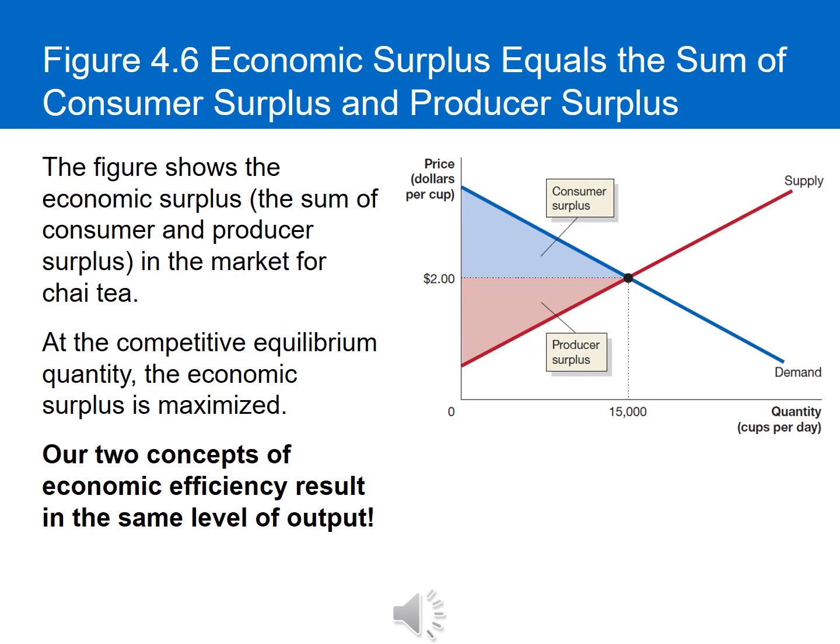But there's an alternative way of looking at it. Let's use the ideas of consumer and producer surplus. The figure on the right shows the economic surplus, so the consumer surplus and the producer surplus, in the market for tea. At the competitive equilibrium quantity, the economic surplus is maximized. So our two concepts of economic efficiency are resulting in the same level of output.